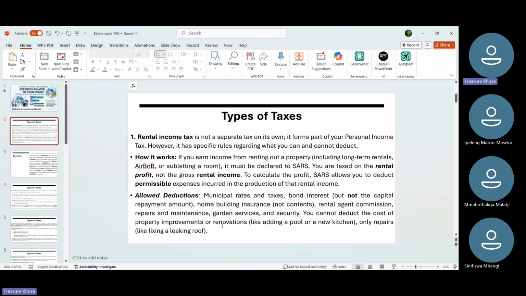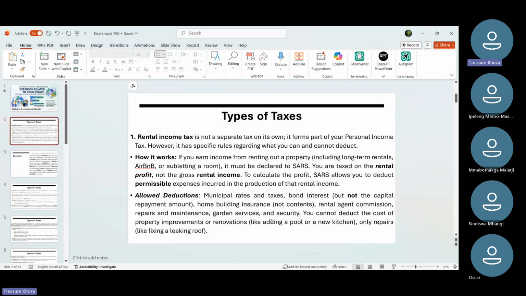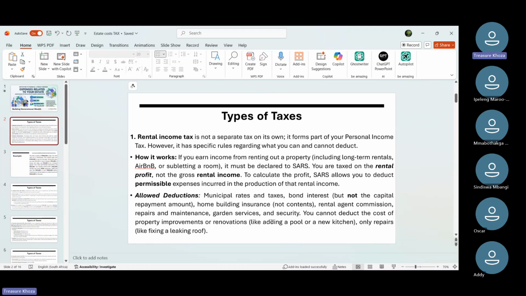But I believe, because there are allowed deductions, which I've explained, we have the municipal rates and taxes, bond interest, and home building insurance. We also have rental agent commission, repairs and maintenance, and garden service and security. Looking at these allowed deductions, as I've said, in other cases you might discover that they are not applicable based on your location. Maybe you are in Soweto. Those guys, I believe, don't pay the municipal rates and levies.